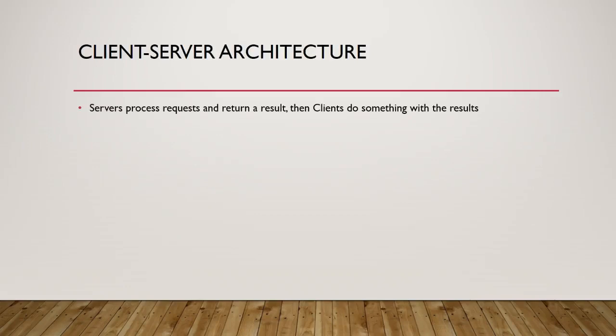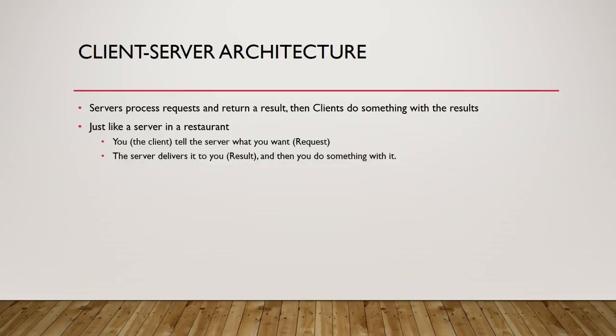Servers process requests and return a result, and then clients do something with that result. This is just like a server in a restaurant. You, the client, tell the server what you want. That's the request. The server delivers it to you. That's the result. And then you do something with it. That's client-side processing. This requires things to happen on both ends.